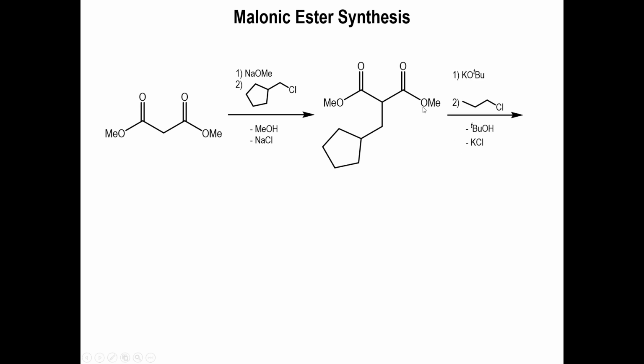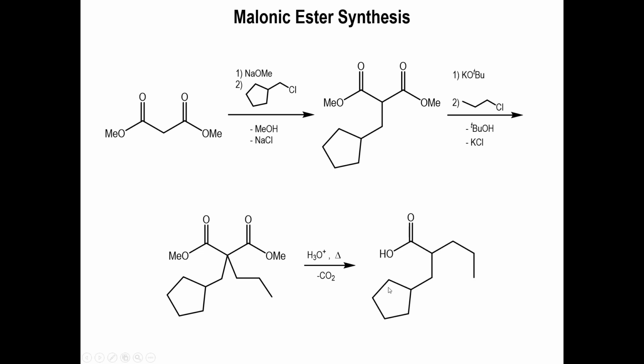At that point, you could follow that up maybe with a slightly stronger, bulkier base to fully deprotonate that carbon. And then you can introduce another alkyl halide to put a second alkyl group of your choice. And then here you have options. You could react this thing with aqueous acid under heating conditions to undergo a decarboxylation.